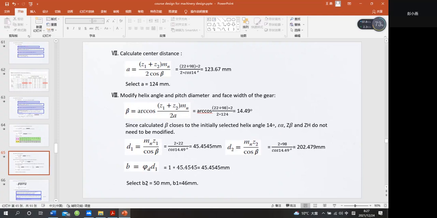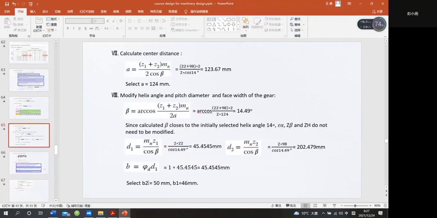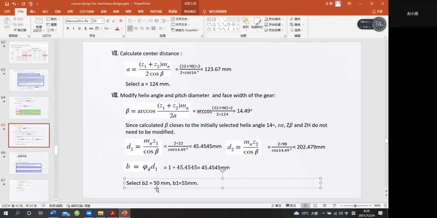So for the larger gear, we choose B2 at 50, and B1 for the small gear, choose the face width at 46 millimeters. We can select this, or you can select B2 at 55, B1 at 50, or B1 at, oh no, not 55. Usually B1 is larger than B2. Or you can select B1 at 54 or 56, okay?